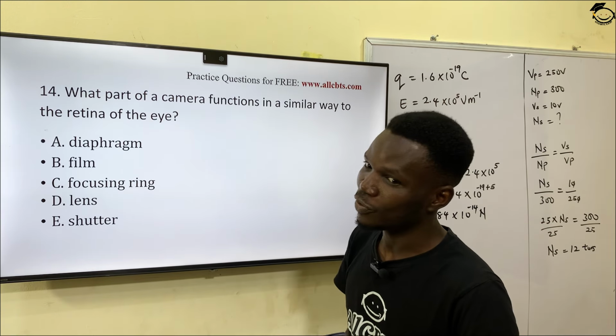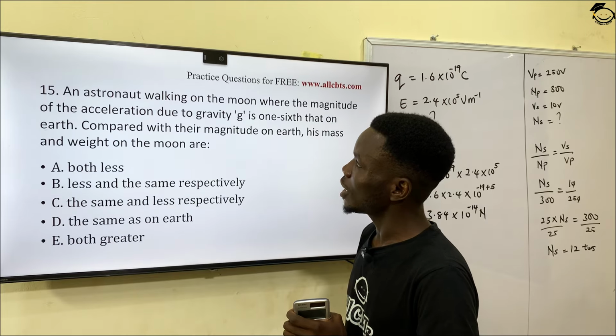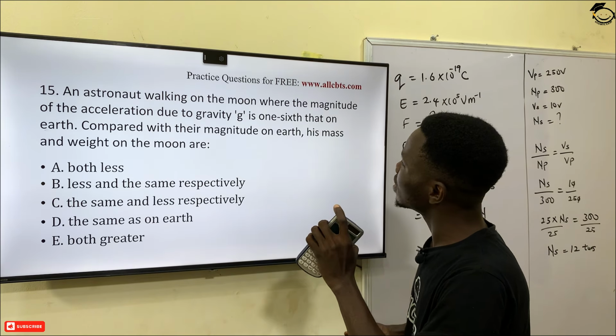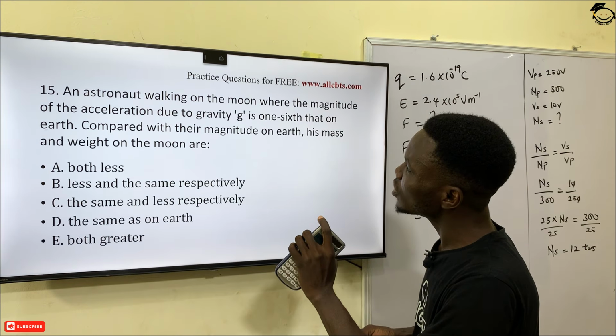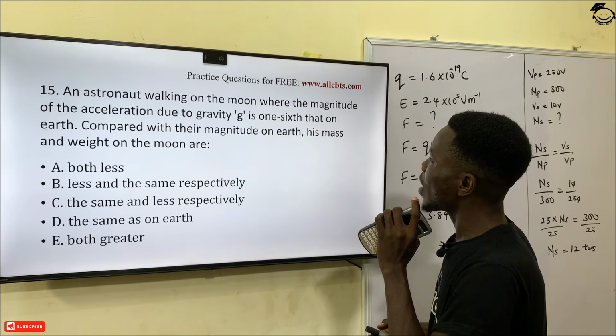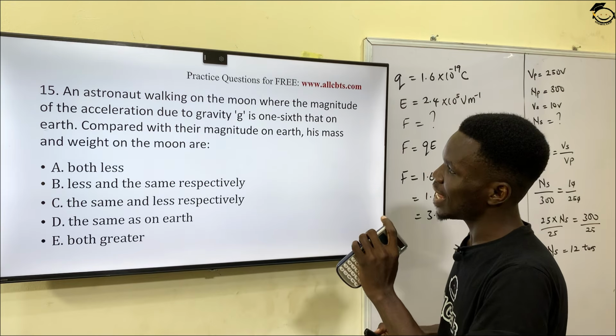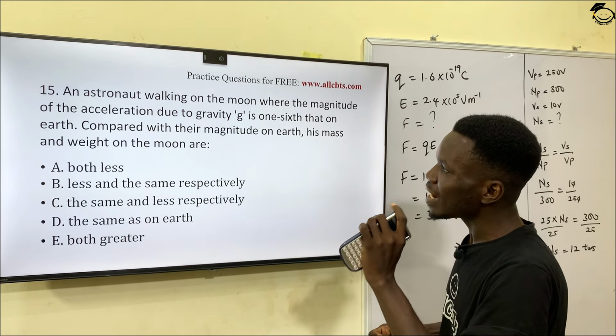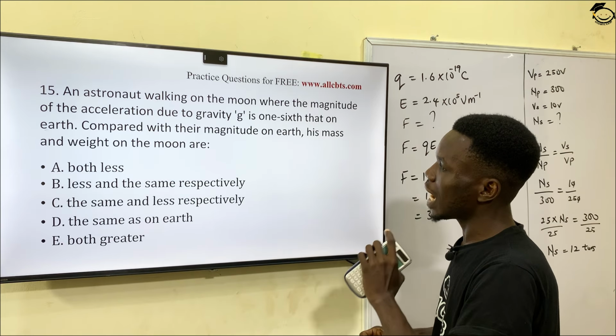Moving on to question number 15. It says, an astronaut walking on the moon, where the magnitude of the acceleration due to gravity g is 1/6 that on the Earth. Compared with their magnitude on Earth, his mass and weight on the moon are dash.